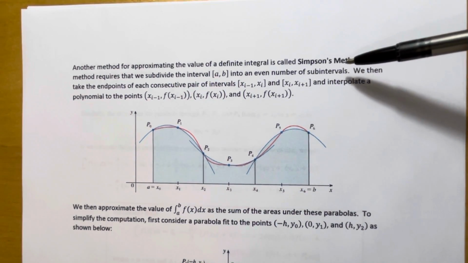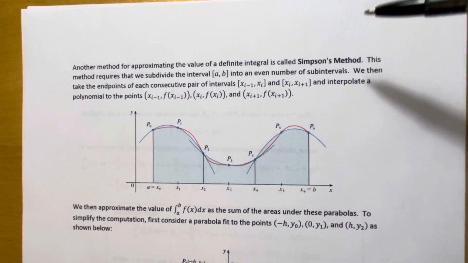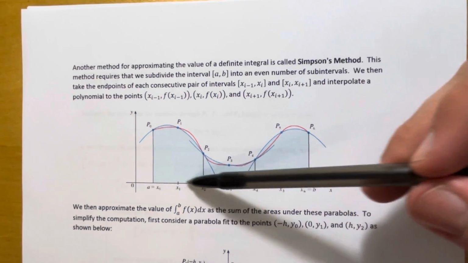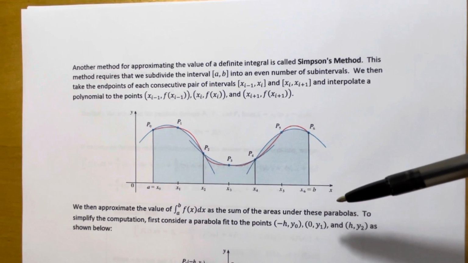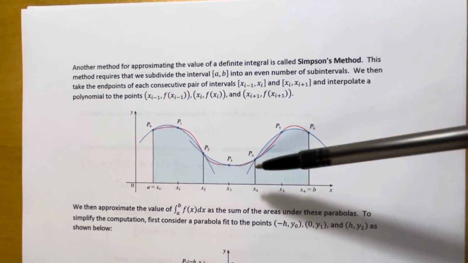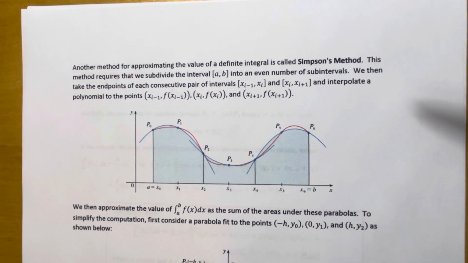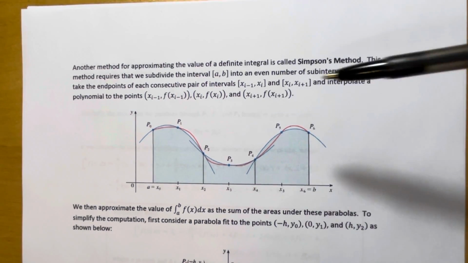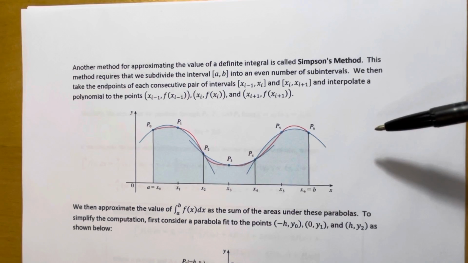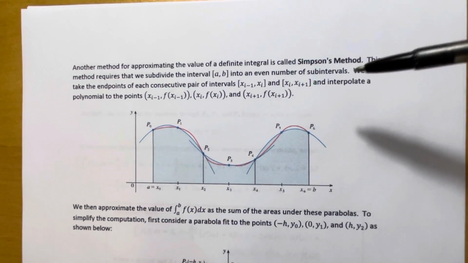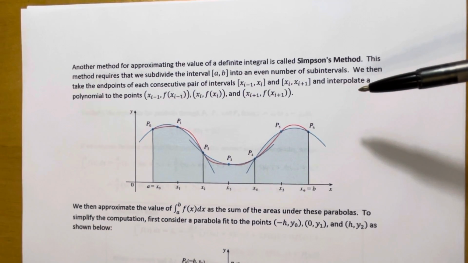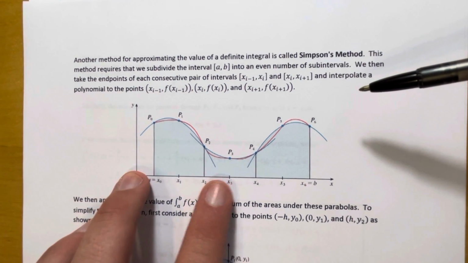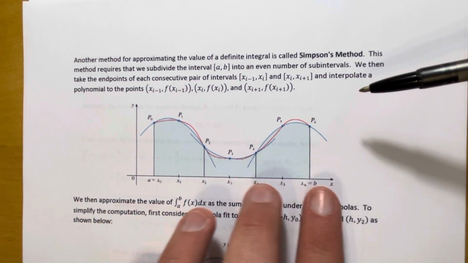For Simpson's method to work, there's a condition we place on that. So we don't just get to chop this thing up into any number of subintervals. It has to be an even number for this to work. So you can cut it up into 2, 4, 6, 8 subintervals if you wish. You just can't cut it up into 7 or 11 or whatever. It has to be an even number of subintervals for Simpson's method. What we're going to do is take consecutive pairs of those subintervals and use them together.